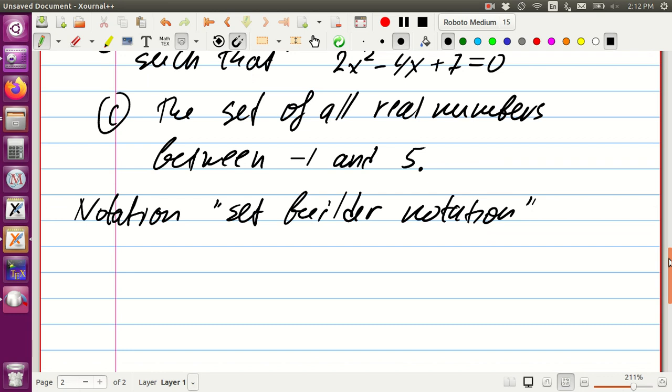So set builder notation is having this form. So the form is again curly brace, curly brace at the end, then x, and some people use colon, some people use vertical line.